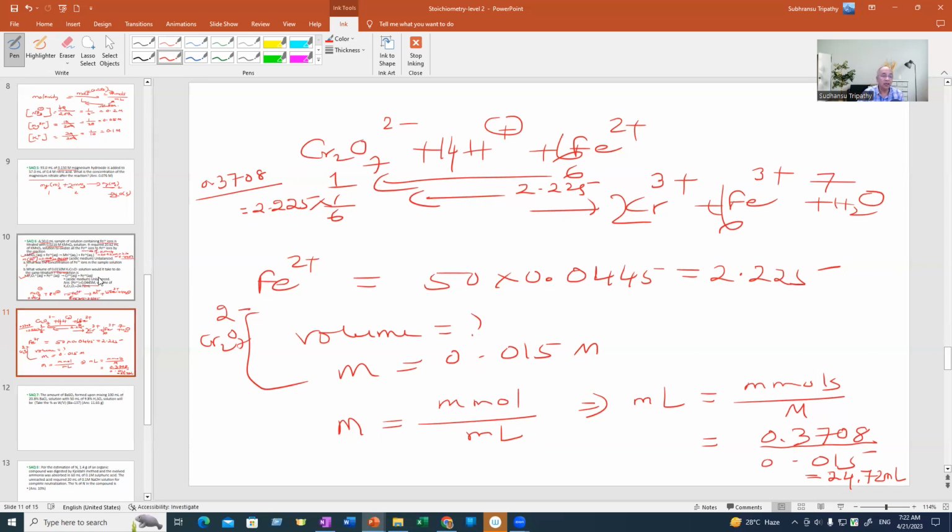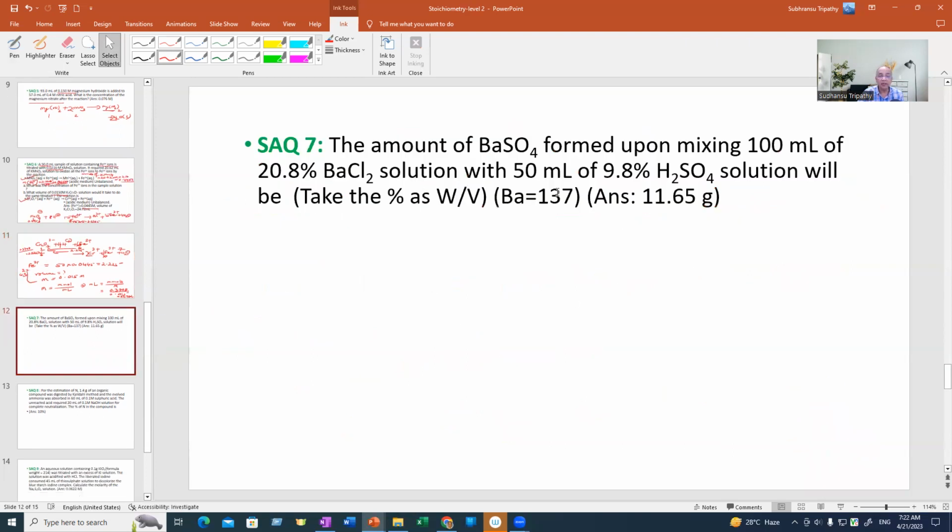Now, the amount of barium sulfate formed upon mixing 100 ml of 20.8% barium chloride solution with 50 ml of 9.8% sulfuric acid solution, that will be how much?